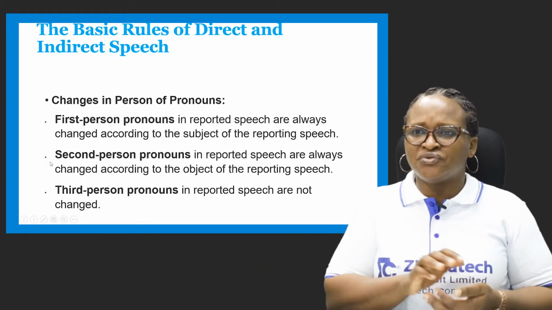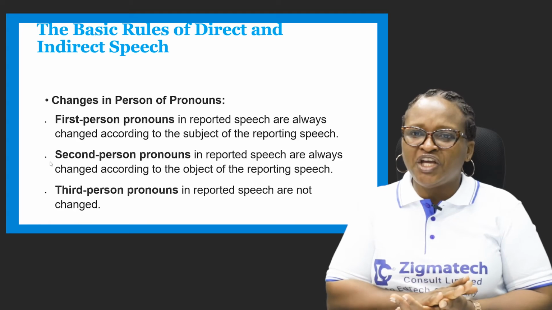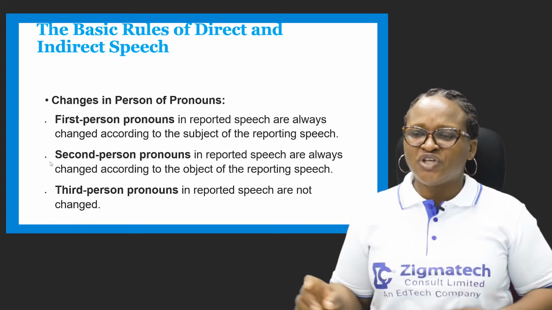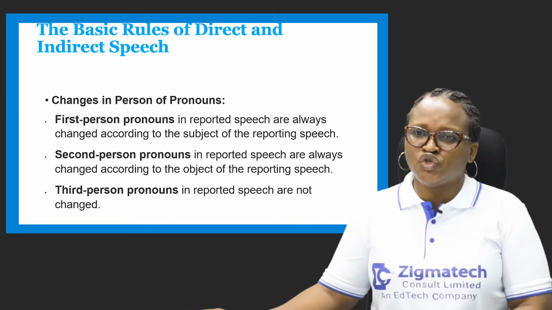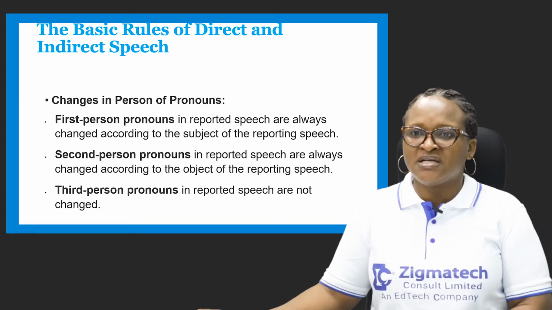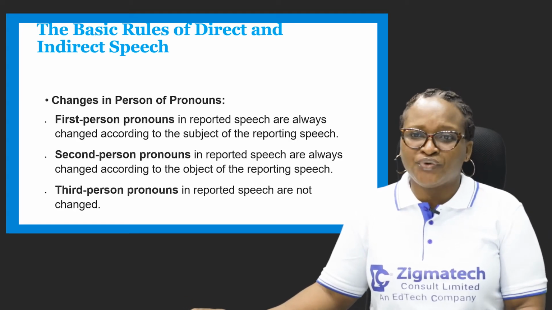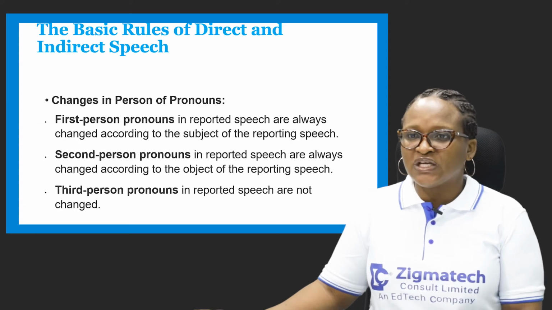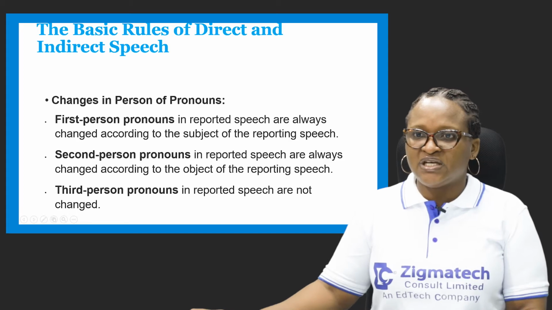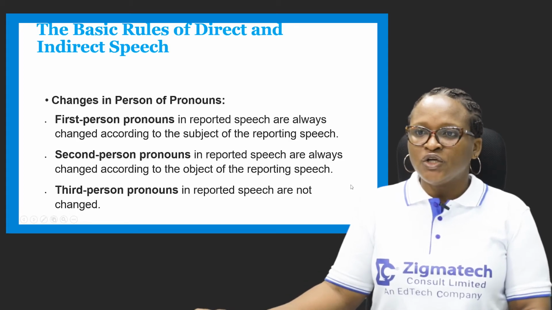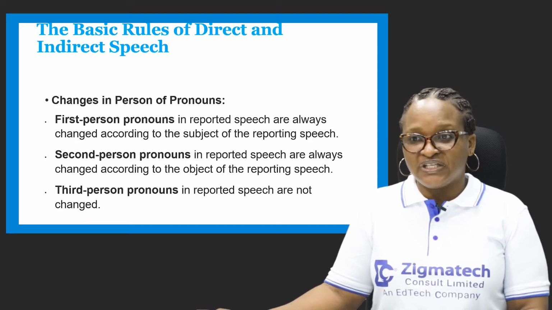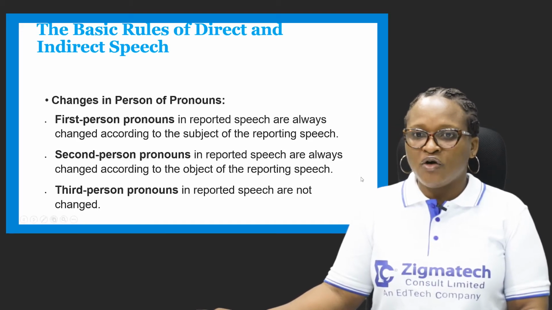Now the second person pronouns in reported speech are always changed according to the object of the reporting speech. So if the object of the reporting speech is you, you leave it at you, because that's a second person pronoun. The only word we have for second person pronoun is you. So second person pronouns in reported speech are changed according to the object of the reporting speech, not the subject. So if you have "she says, you will visit me tomorrow," she said, you will visit me tomorrow, because that is the object of the sentence.